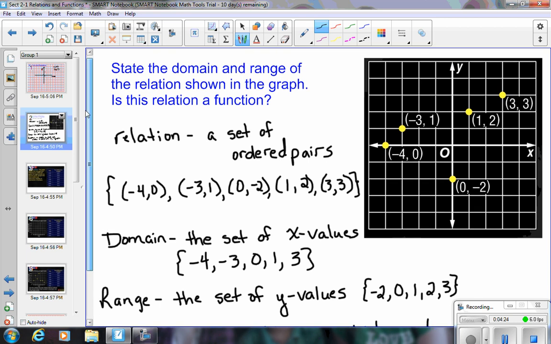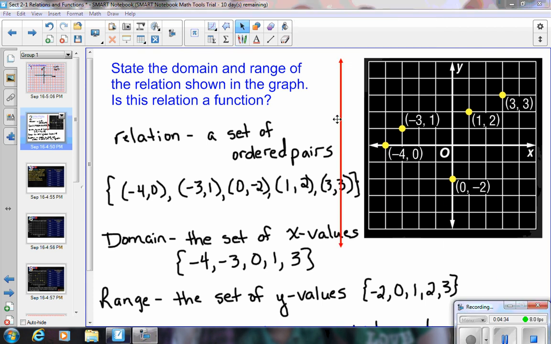Now there's a way that you can tell if you have a function or not from looking at the graph, and that's called the vertical line test. So here I have a vertical line, and if I take this line and run it across my graph, I can only hit one point at a time. So you see as I'm moving this across, I only hit one point that's in my relation at a time, and that's a really quick, easy check to tell if our relation is a function.